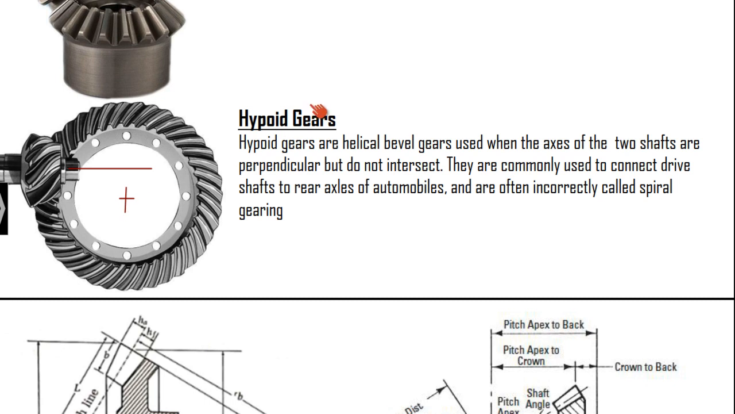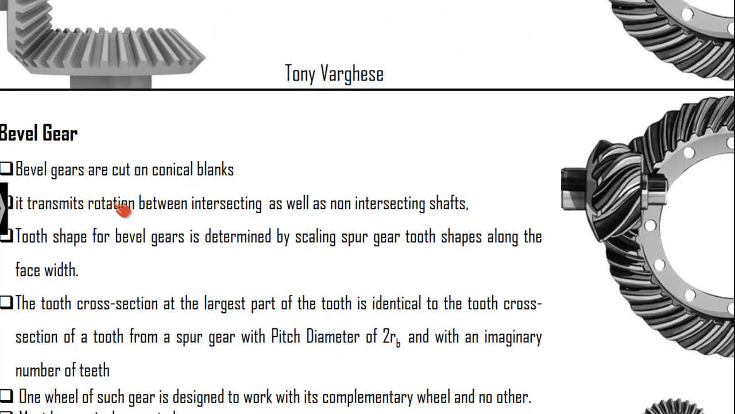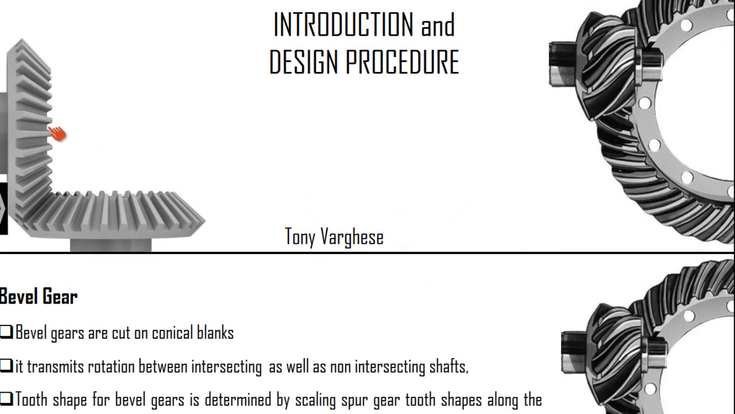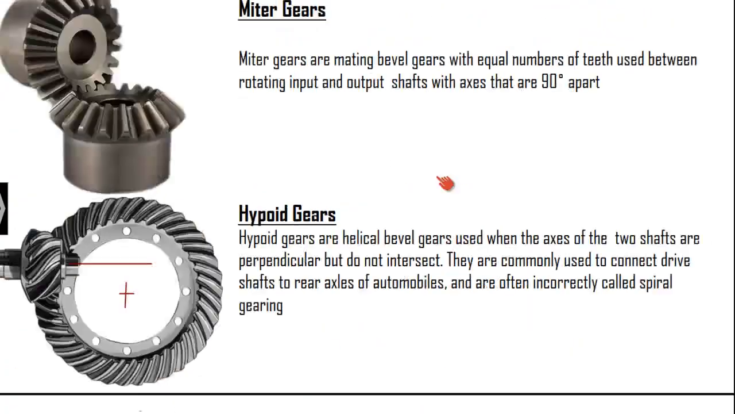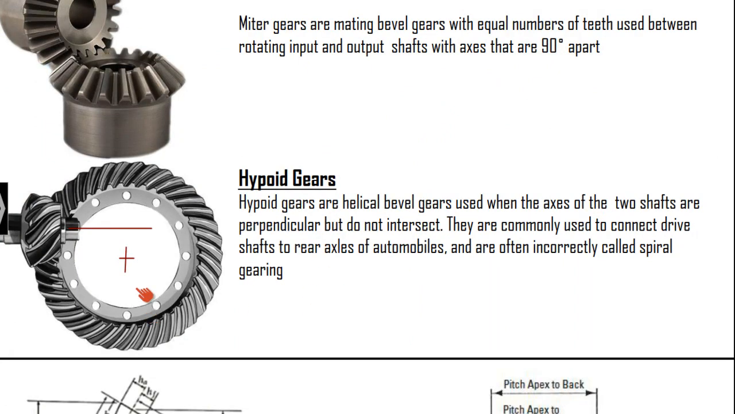That is the reason why I discussed in the first slide the intersecting as well as non-intersecting shafts. The figure given here is a hypoid gear, because the axes of both the shafts are not intersecting, but that is not the case here. If you take the axis here, it will intersect at a particular point, forming a right circular cone. So, in the case of hypoid gears, the axes of the shafts are not intersecting, and this is mainly used to connect the drive shaft to the rear axle of the automobile.